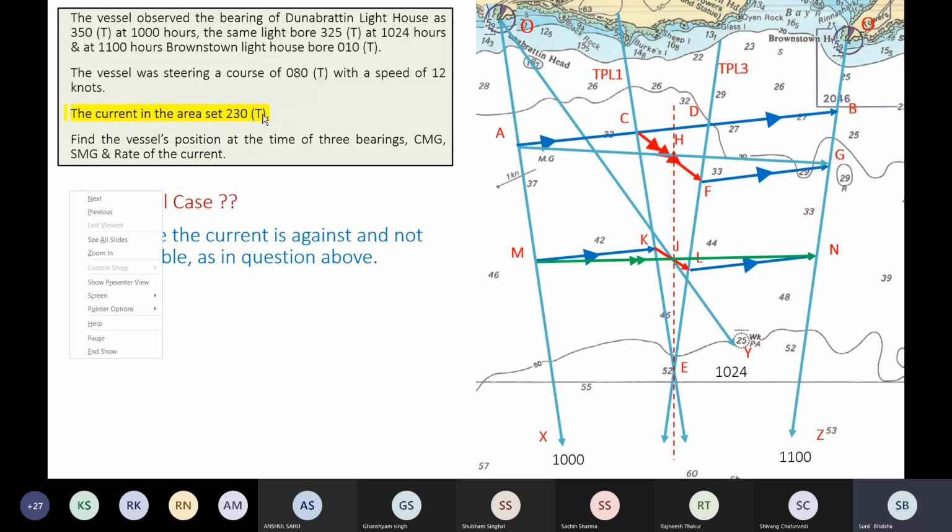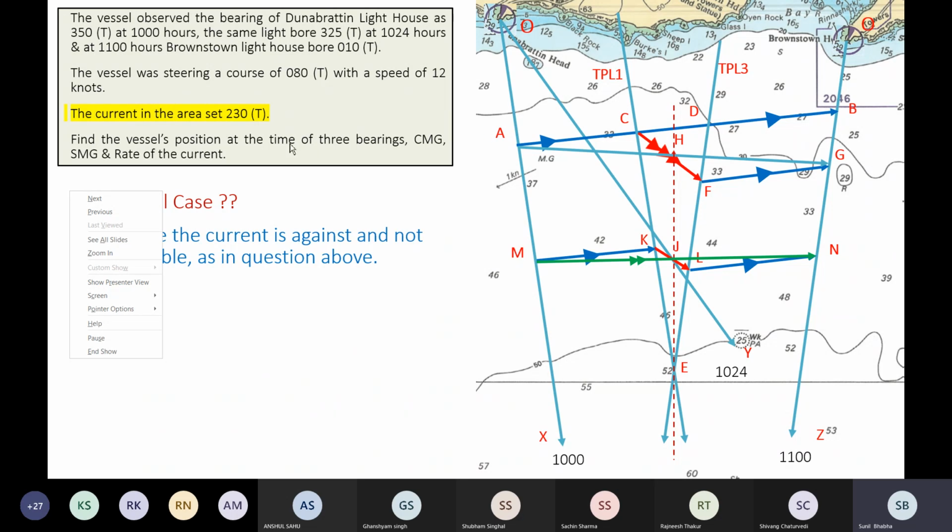So what is the change? The current in the area, which yesterday we did. This is the same question which we did yesterday, and the direction of the current in the area has been changed. Last time when we did the question yesterday, the set of the current, the direction of the current, was 130. You can see this red color arrow here, which shows the 130 direction of the current.